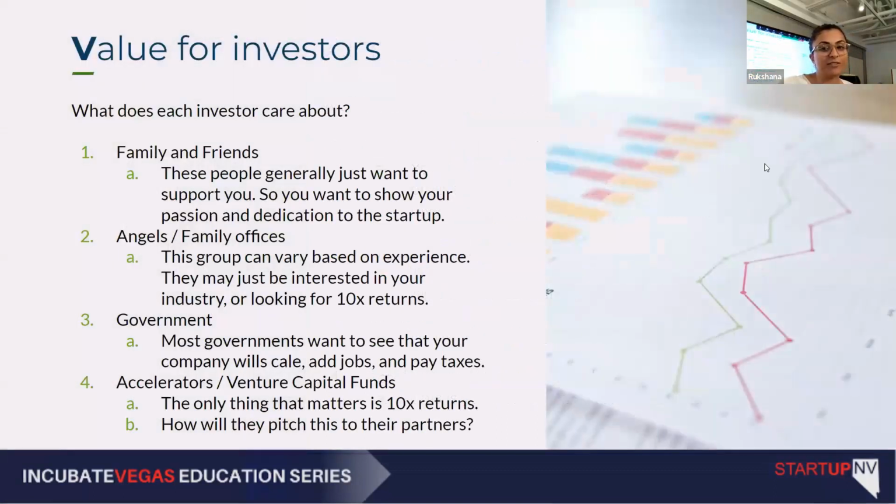Okay, we kind of covered this a little bit already, because I ramble, but here's what all of them value. We talked about friends and family. They generally want to support you. A lot of times, friends and family might just give you the cash without asking any questions, because they love you, they care about you, they want to support you.